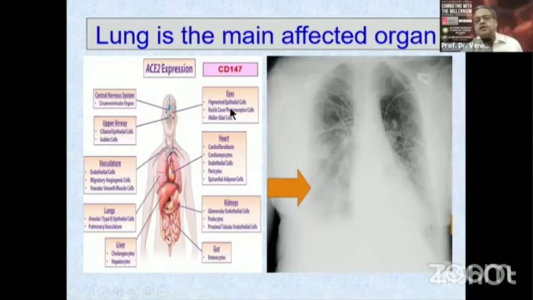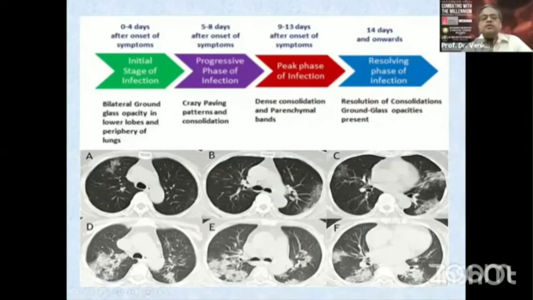And another spike receptor called CD147 is additionally present in the eyes and in the vasculature. But predominantly, lungs are the ones which are almost always infected. And if you look at it, even in the early stage, a little bit of lung inflammation is always there. As the patient progresses, more and more lung inflammation comes, and patients get more and more severe infection.